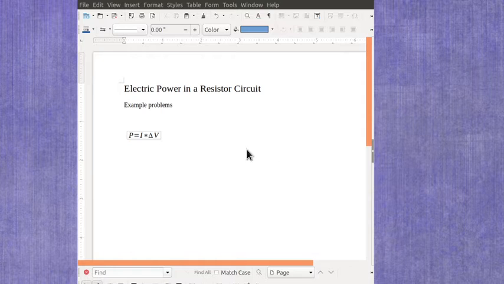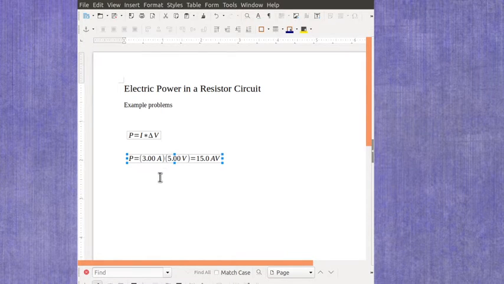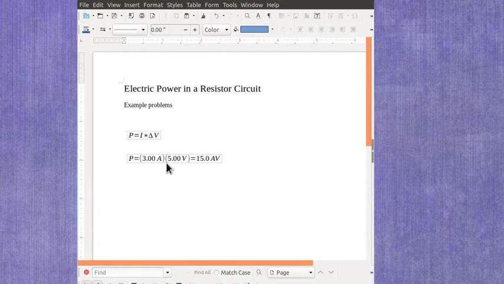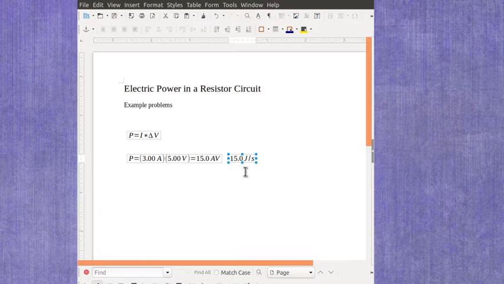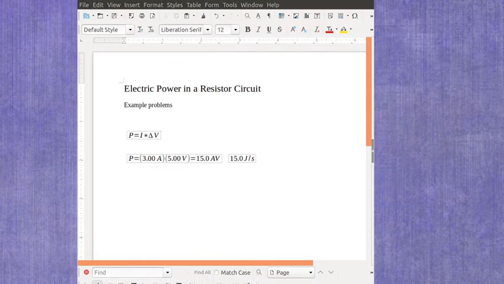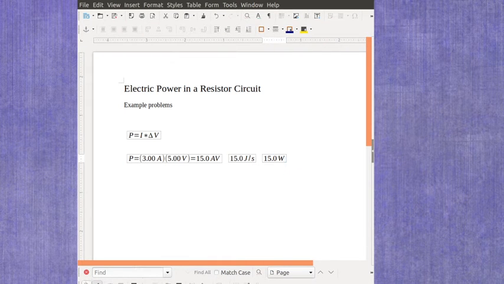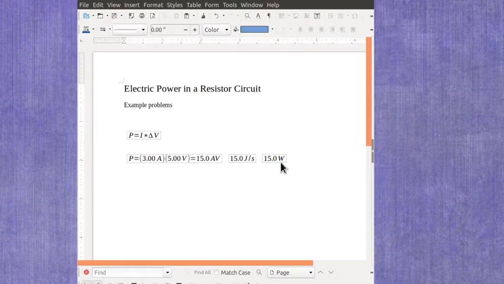As a simple example here, if you know the current and the voltage, maybe the current is 3 amps and the voltage is 5 volts, you just multiply those two numbers, which would give you 15 amp volts. But if you work through the units, and I do this in my introduction to this equation video, you'll see that that's really the same thing as 15 joules per second. And a joule per second is the same thing as a watt. So most of the time, the power is expressed in watts, although that's equivalent to a joule per second, and it is also equivalent to an amp times a volt.